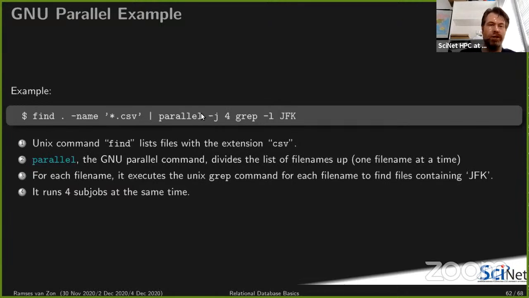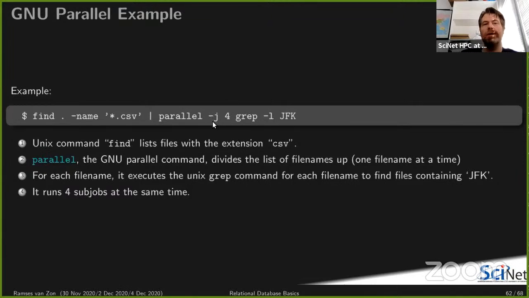and you'd be slower. So say I have a 4-core machine, what I can do instead, say I wanted to look for JFK in all files called something.csv, then I can use the find command in the current directory to find everything that has all CSV files. That produces a list, and I can pass that list to GNU Parallel. The command associated with GNU Parallel is just parallel.